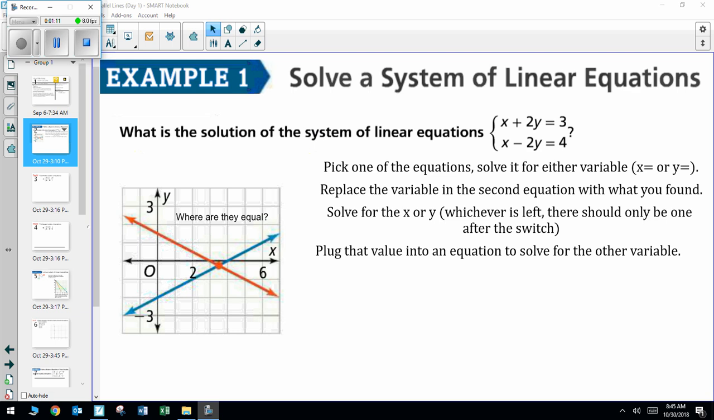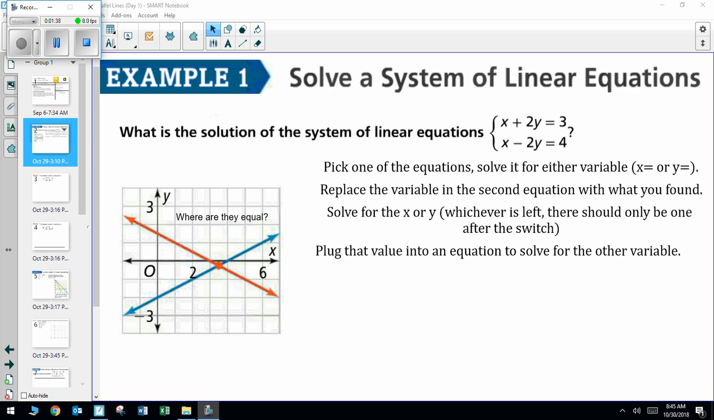When you're doing substitution, we want to pick one of these equations and solve it for either variable. You can choose x, you can choose y. A lot of times looking at it, you'll decide which one's easier to solve for. So that'll be the first step that I do here. So looking at these two equations, would it be easier to solve for x or y?